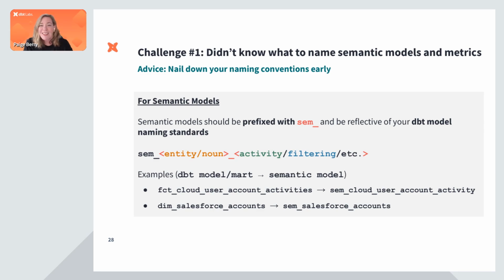So first up, challenge number one, we didn't know what to name things. We developed this standard after some trial and error, but we prefixed our semantic models with SEM because it follows the same pattern as other naming conventions, like prefixing with FCT for fact tables and DIM for dimension tables. Makes it easy to differentiate between a semantic model and a dbt model. And we think the name should be reflective of your dbt model naming standard. So for us, this helps with our goal of having the dbt model to semantic model to metric naming flow be seamless and intuitive.